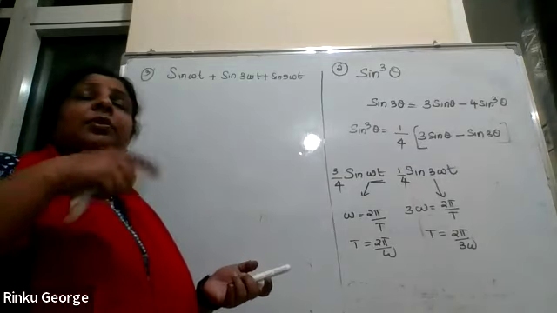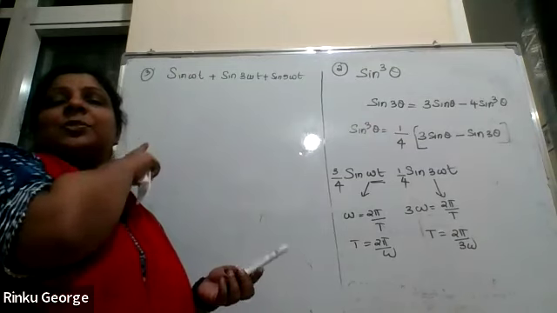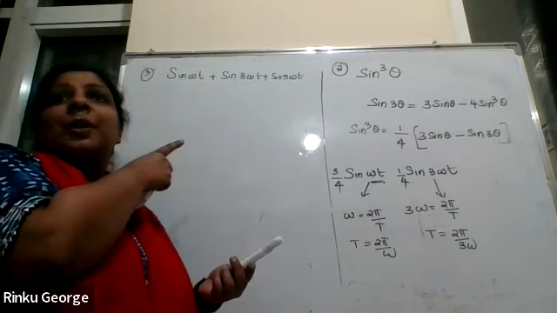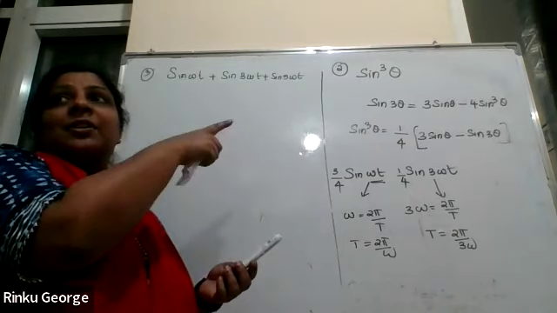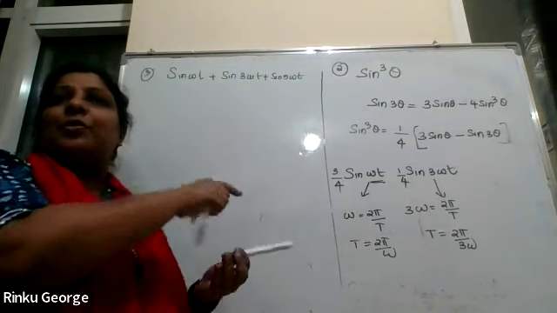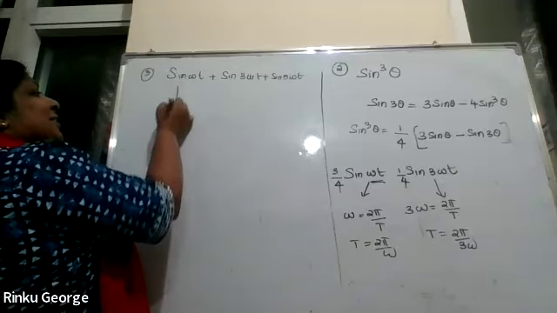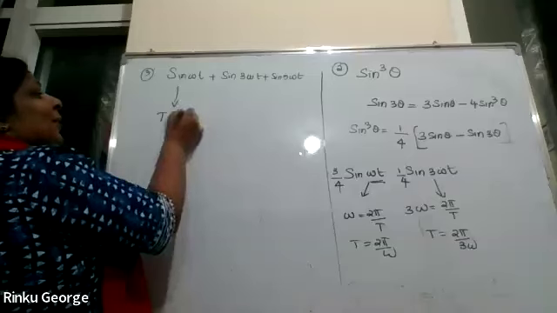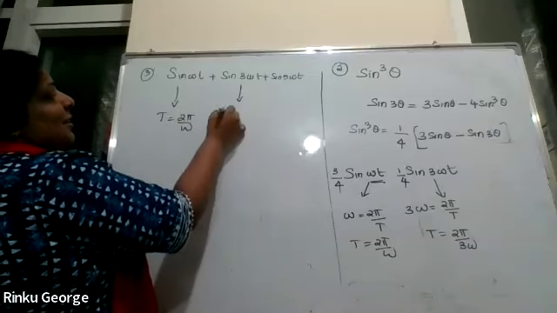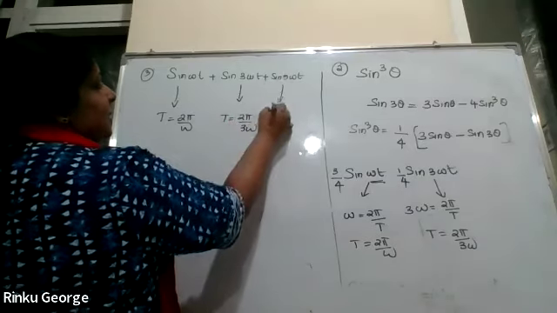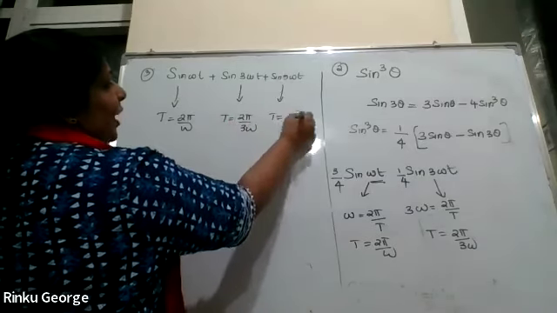Now you have to find the time period of each one of that. First one, what's the time period? 2 pi by omega. Second one? 2 pi by 3 omega. Third one? 2 pi by 5 omega. Understood? So simple, right? This one time period is 2 pi by omega, this one is 2 pi by 3 omega, and this one is 2 pi by 5 omega.